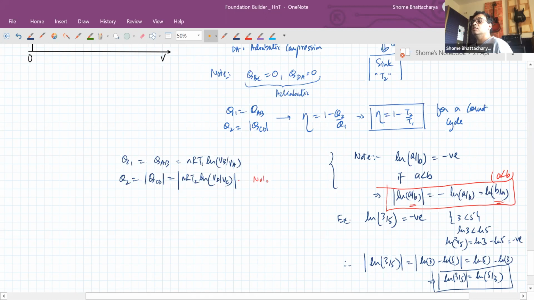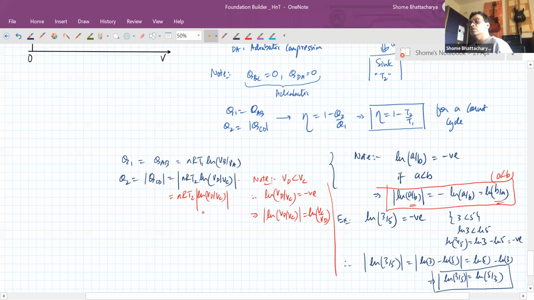Okay. So here we'll see that VD is less than VC. Therefore, ln VD by VC is a negative quantity. Therefore, mod of ln VD by VC will become ln VC by VD. This is how we'll substitute. Okay. So this quantity here will become nRT2 mod of ln VD by VC, because obviously T2 is a positive quantity. Absolute temperature cannot be negative. Now next on this, we will apply this concept. So this becomes nRT2 natural log of VC by VD. So that is my Q2. Whereas this one was Q1.